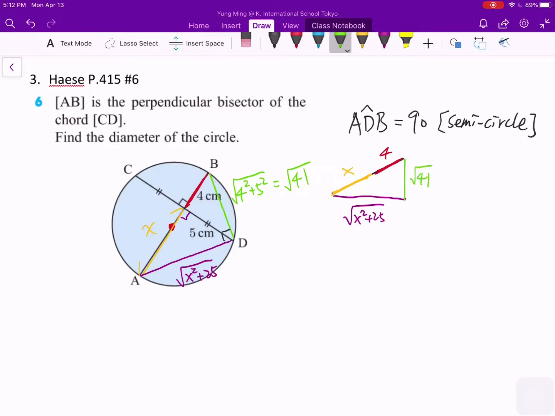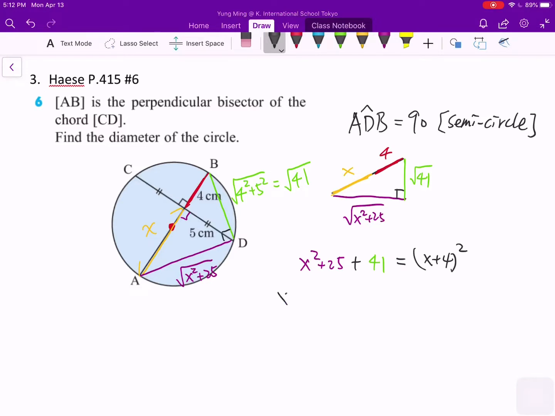Let's see if we can solve for x. Knowing that this is 90 degrees, we can use Pythagoras theorem. If we square everything, we get x squared plus 25, so a squared plus b squared. Your b squared is the square of square root 41, which is just 41. And that should give us the hypotenuse squared, which is x plus 4 squared.